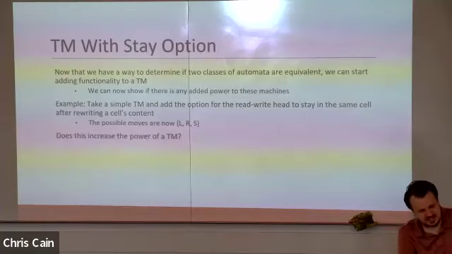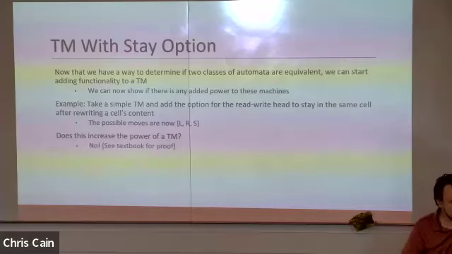So we asked the question, does this increase the power of the Turing machine? And the answer was no. The exact mathematical proof for this was in the textbook, but I showed you the logic is just you add a secondary move regardless of what the input would be on the tape at the cell that you move to. You just move back the direction you came from. And you have simulated the stay option.